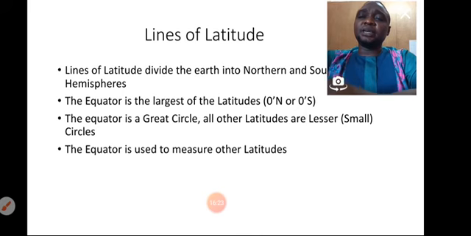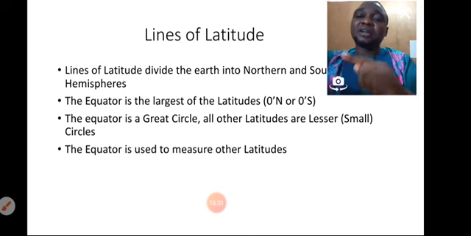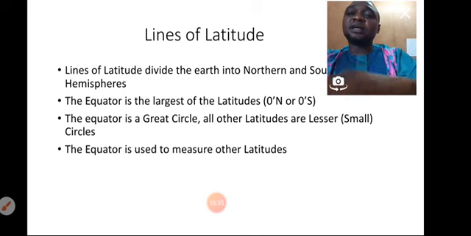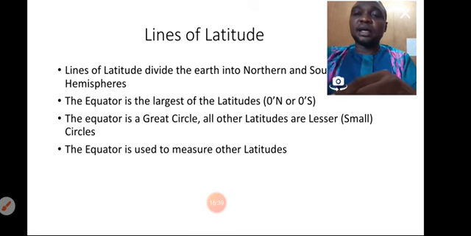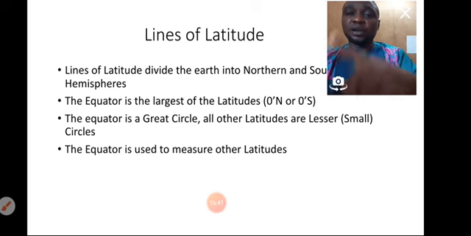Now I said that the equator is a great circle, like I showed you earlier. All other latitudes are lesser circles. They are smaller circles. They are not as large as the equator. So please note that. Then the equator is used, that's the last point, to measure other latitudes. Like I told you earlier, we'll discuss this better in our next class.